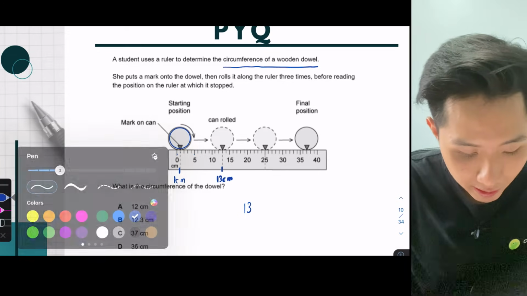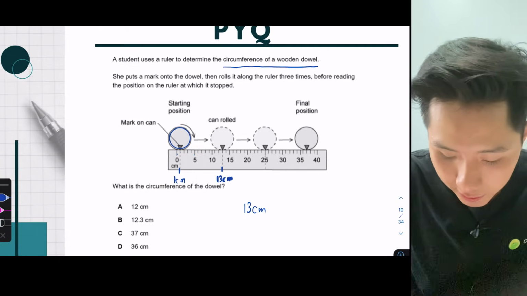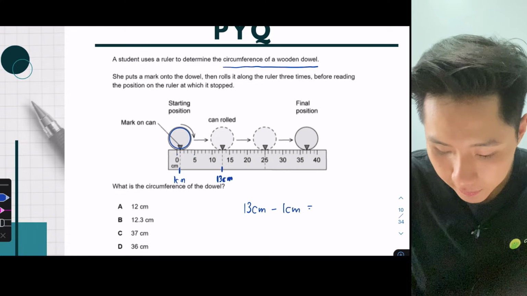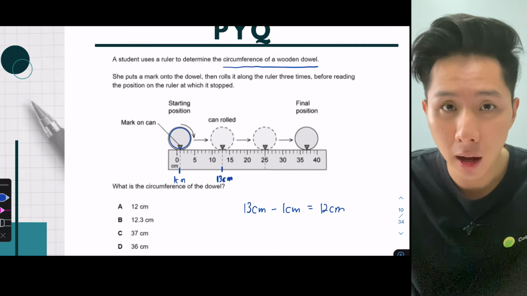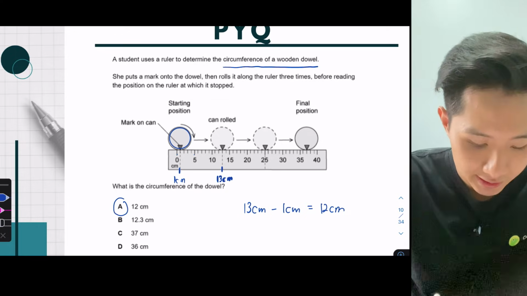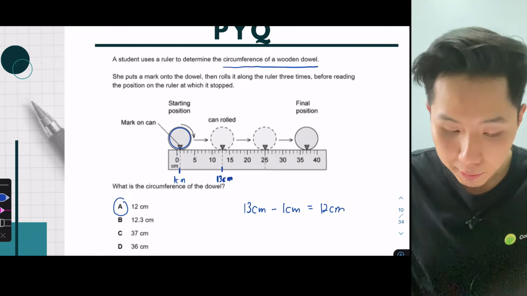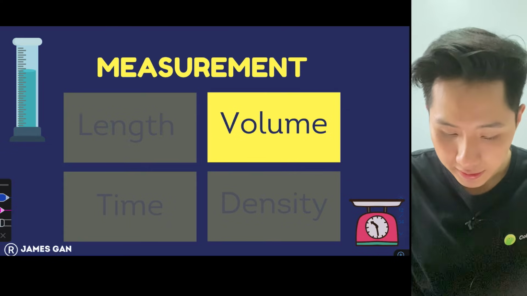Let me use another pen, the ball pen instead. 13 cm minus 1 cm, we get 12 cm. And this will be the circumference of the dial. So the answer is A. And let's move on. Yeah, the answer is A.